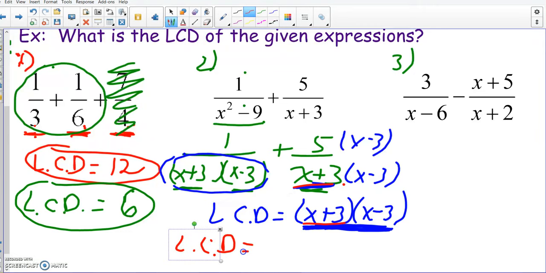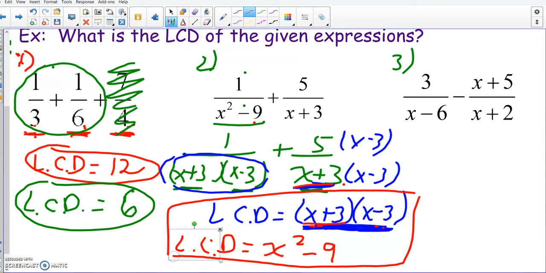Now, sometimes you might see the LCD not written in factored form, but rather multiplied or distributed out to get x squared minus 9. Both of these answers are fine. I'm guessing that a lot of teachers prefer the LCD is written in factored form.